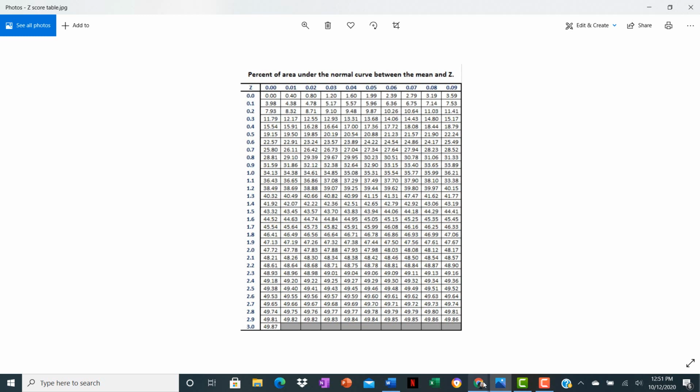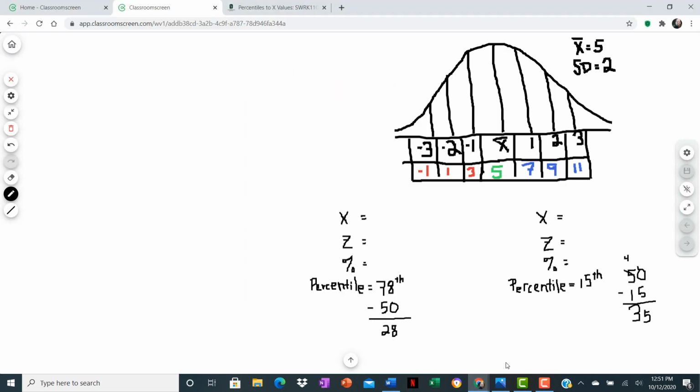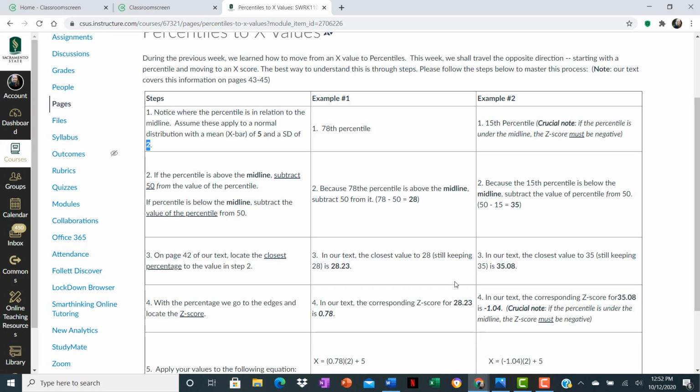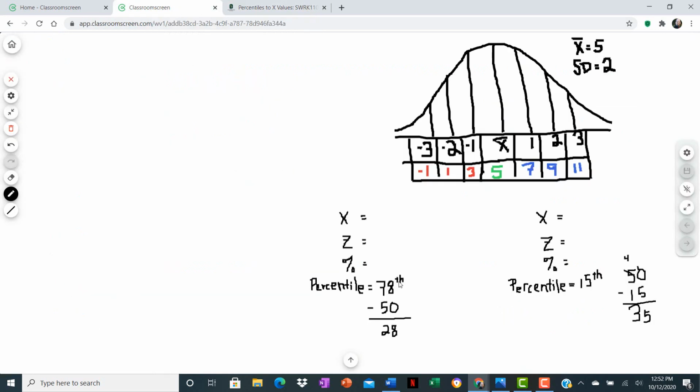All right, so let's go ahead and go back then, and I'll show you. Just like I did here, there it is in our text. The closest value to 35, still keeping 35, is 35.08. So far, we're very consistent. Okay, so here's what we're going to do here.